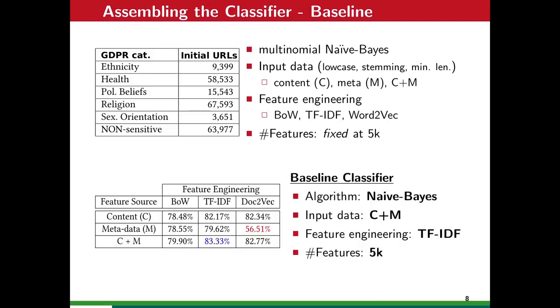In the table at the bottom of this slide, we can observe the overall accuracy of the classifier with different combinations of input data and feature engineering algorithm. The highest accuracy that we obtain is slightly above 83%, and we get this value when we combine TF-IDF using information obtained from the web page content and the meta tag. We built our baseline classifier using this particular combination of feature engineering and input data.